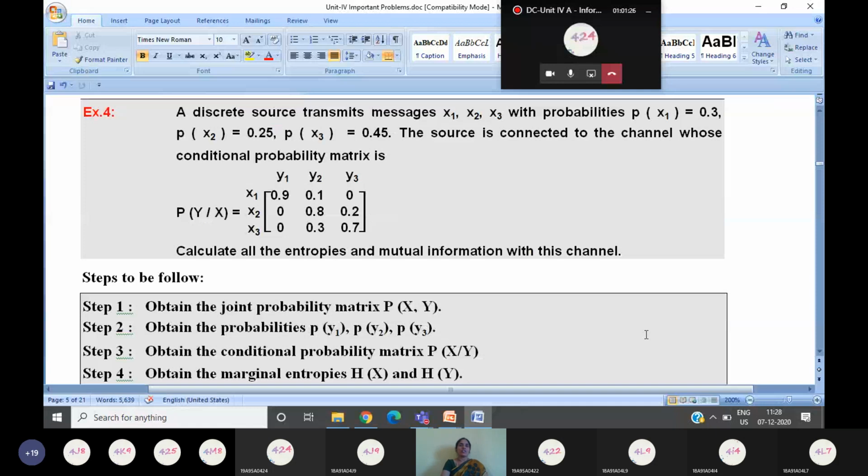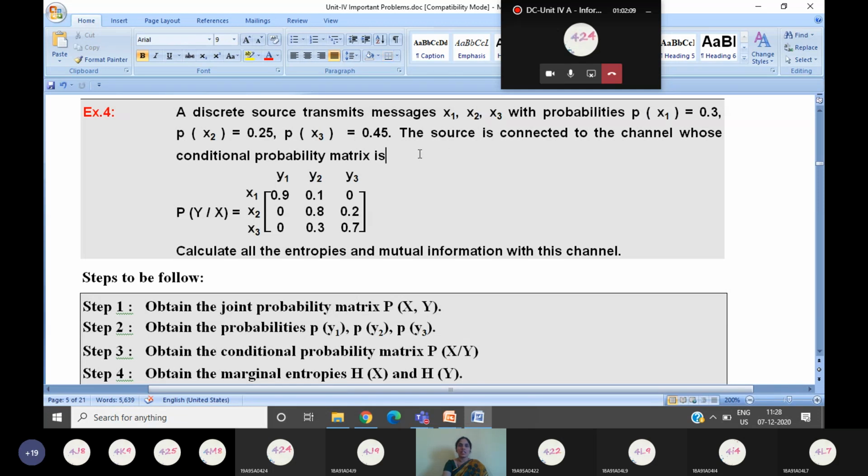Okay, please listen carefully. Here, a discrete source transmits messages. How many messages, like input events, are there from the transmitter? X1, X2, X3. The three messages are transmitted with probabilities P of X1 equal to 0.3, P of X2 is 0.25, and P of X3 is 0.45. So three messages are there with probabilities P of capital X.